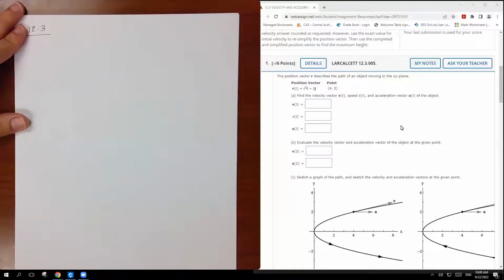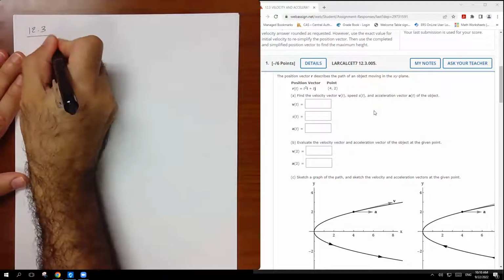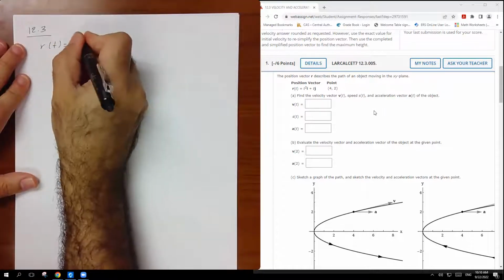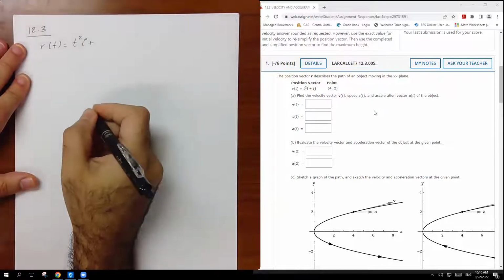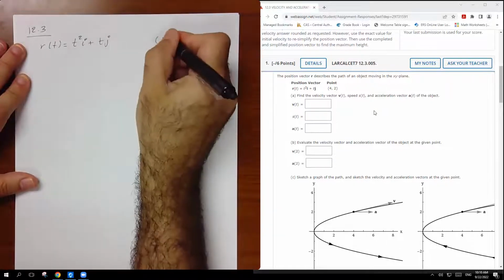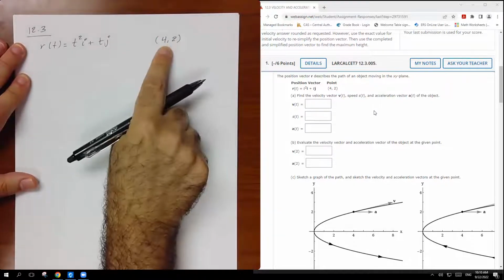The first example, they give you the position vector and a point. They ask you to find A, the velocity, the speed, and the acceleration vector, which is a over t. So r over t is going to be equal t squared i plus tj. And the point is (4, 2). This is a point, it's not a vector, so be careful.